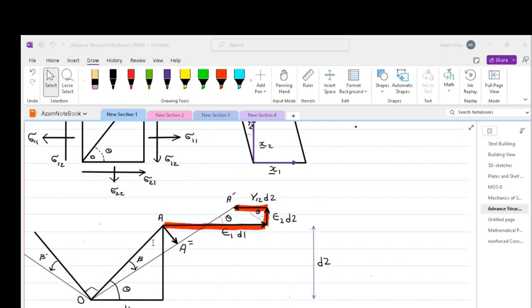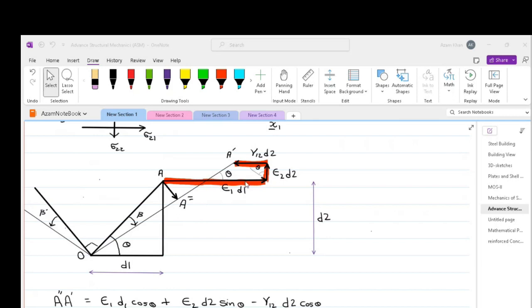Please note that instead of finding the components upon OA, we can also find it upon OA dash because the angle between OA and OA dash is very small. Please also note that along OA dash, strain 1 D1 is in the direction OA dash. Strain 2 D2 is again in the direction OA dash, whereas gamma 1 2 D2 is in the direction A dash O. That's why negative appears in the case of gamma 1 2 D2 cos theta.